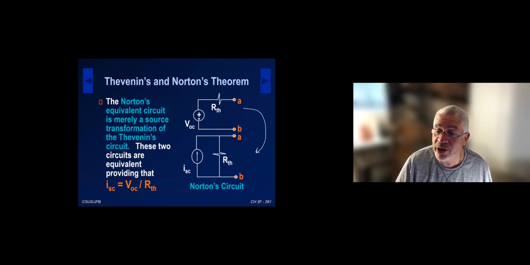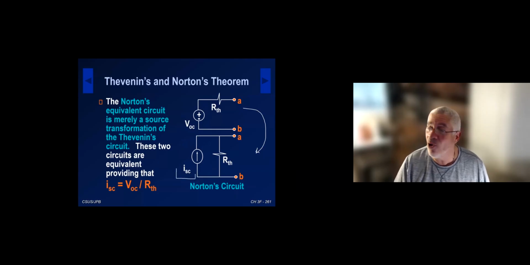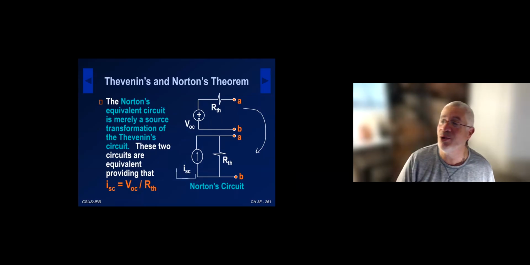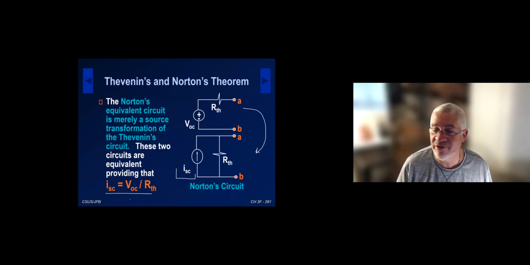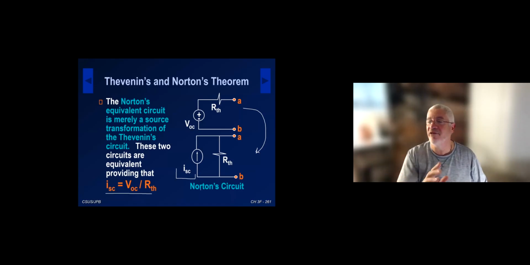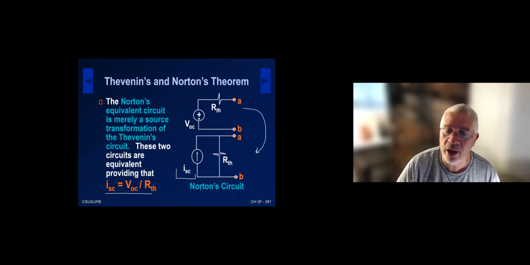You'll notice that the Thevenin resistance is the same in both models, except for Norton, it's in parallel with the current source. And then the so-called ISC, which stands for I short circuit, again, you'll see why we say that, is related to VOC by source transformation: ISC is VOC divided by the Thevenin resistance. There's only one case where this fails, which is when the Thevenin resistance is 0. Otherwise, it always works.